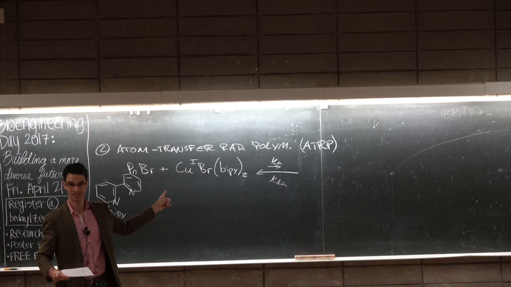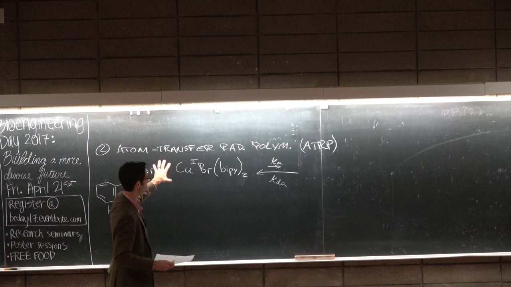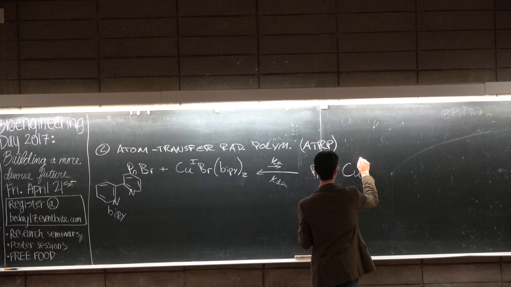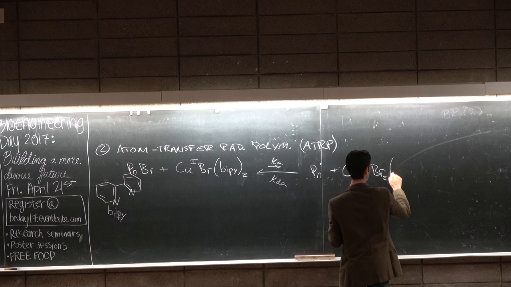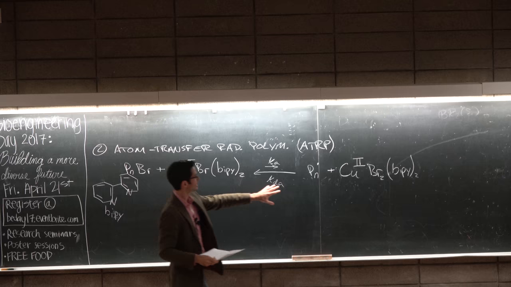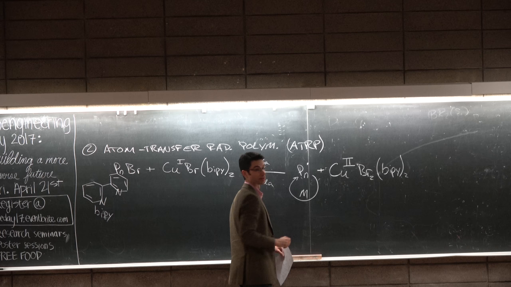So the bromine goes from the growing polymer chain to the copper catalyst to give you Pn dot plus copper(II) Br2 and the bipy ligand. So if you're in this state, you can then add monomers in. But if you're in this state, it's dormant. You can't add the monomers in.